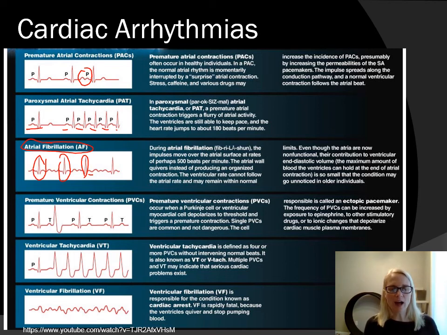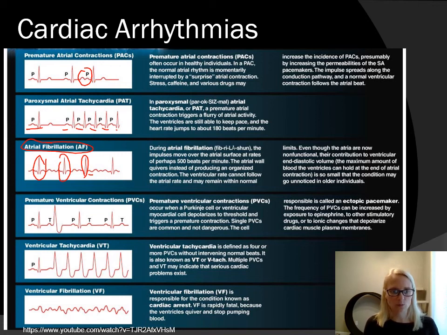Now AFib is not as lethal as ventricular fibrillation because for the most part, your ventricles are passively filling anyways, and we'll see this in the cardiodynamics video. When the atria contract, they only contract about 20 to 30% of the blood into the ventricles, which means 70 to 80% of the blood enters without any help of the atria anyways. But there are some other negative effects to AFib that can cause other problems, like clotting, which could be dangerous as well.